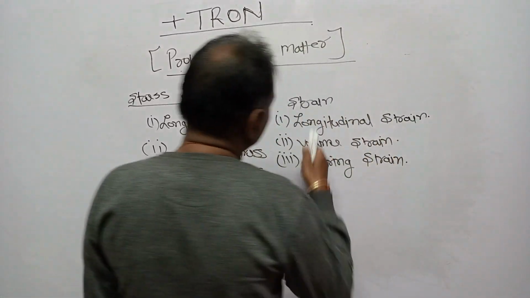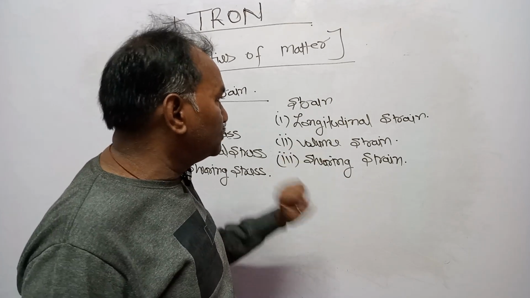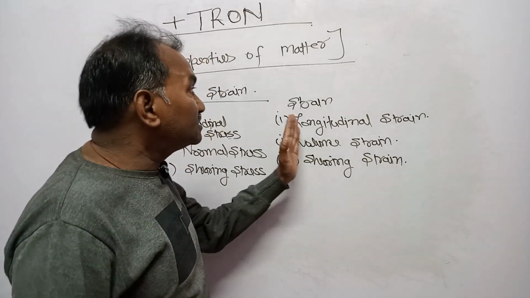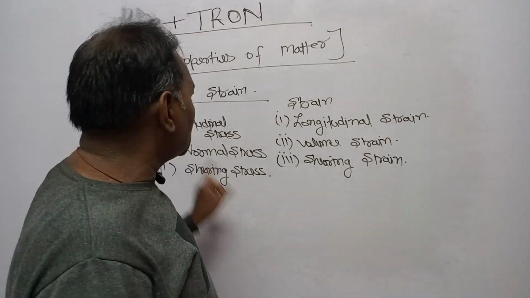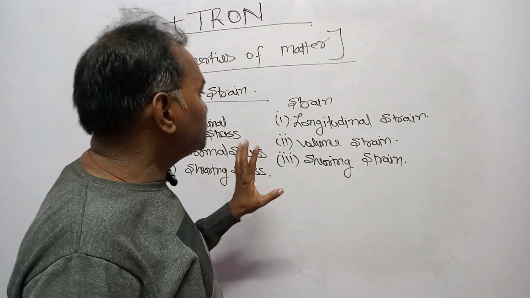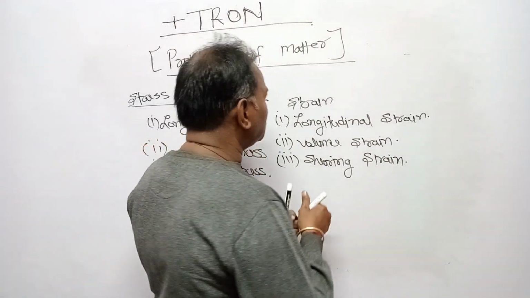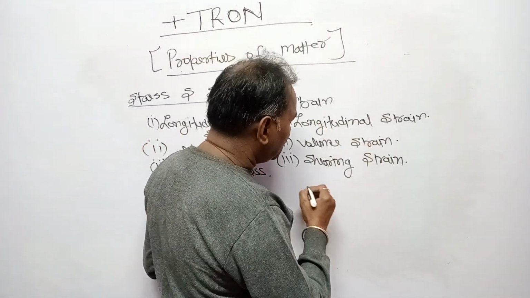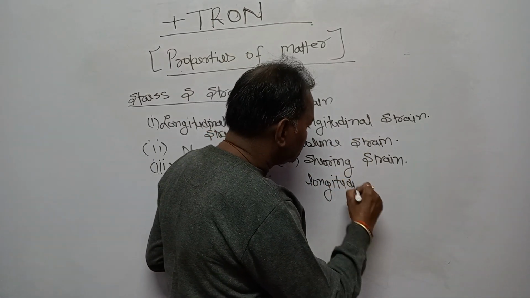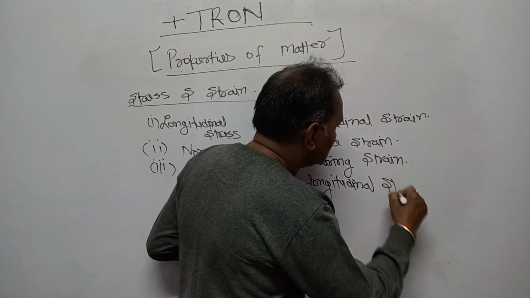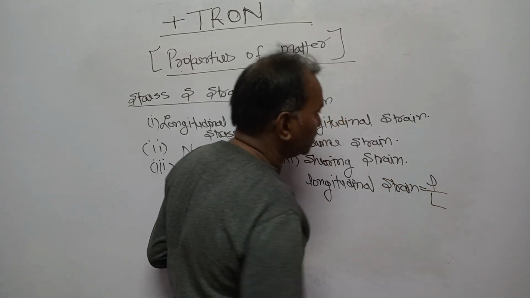So I have said strain is divided into three parts: longitudinal strain, volume strain, and shearing strain, and these strains are caused by the stresses we apply: longitudinal stress, normal stress, and shearing stress. Dear students, what is longitudinal strain? Longitudinal strain is the change in length upon original length.